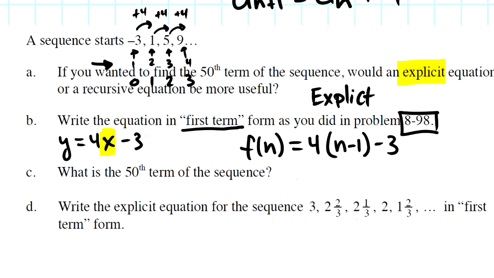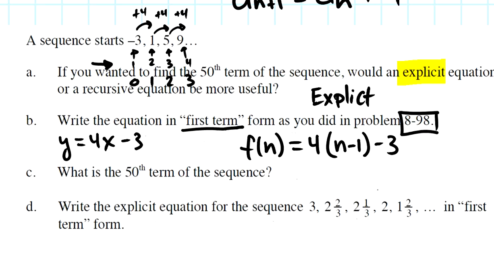What's nice about that is now when I take this n minus 1 and put in the first term, in other words, when I put a value of 1 in here wanting the first term, this whole thing becomes the number 0. And when this becomes 0, I have 4 times 0, which is 0, minus 3 is negative 3. So by putting in n equals 1, I get the value I'm supposed to, negative 3.